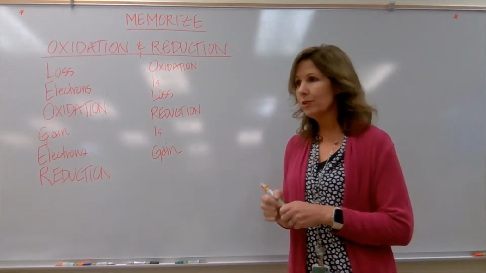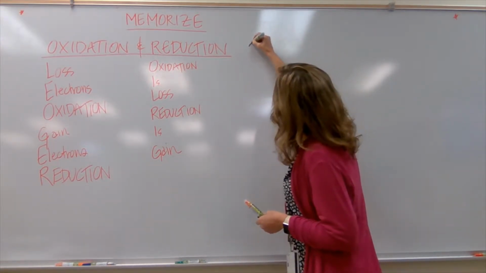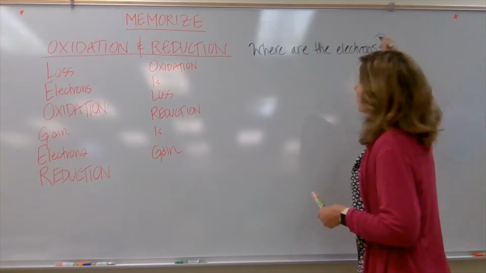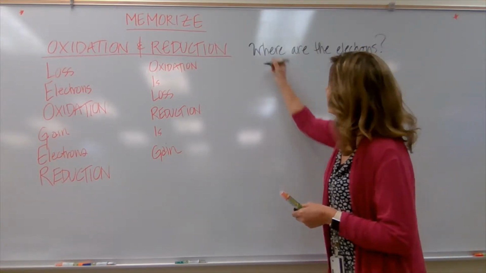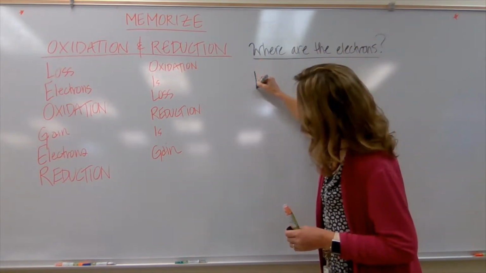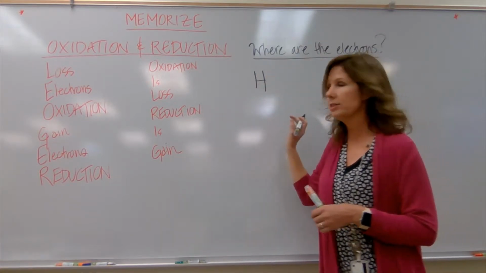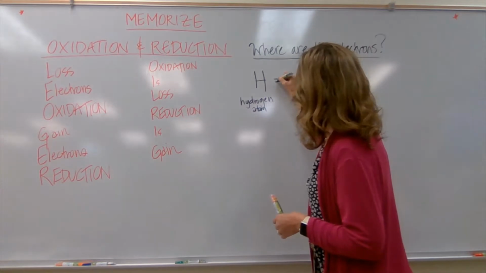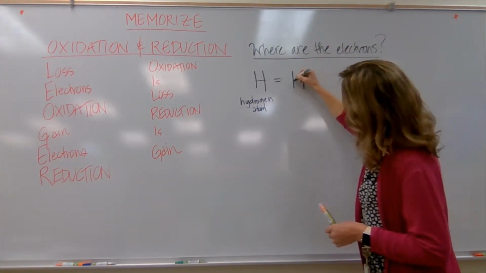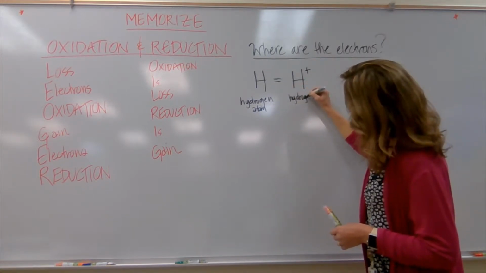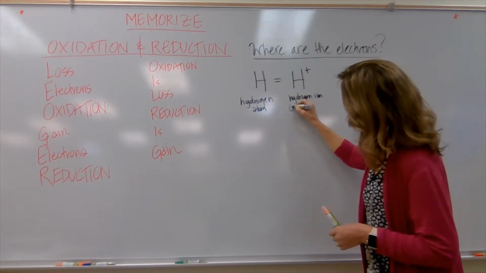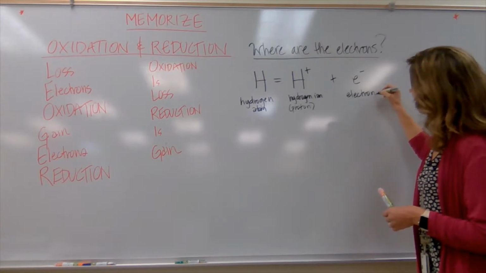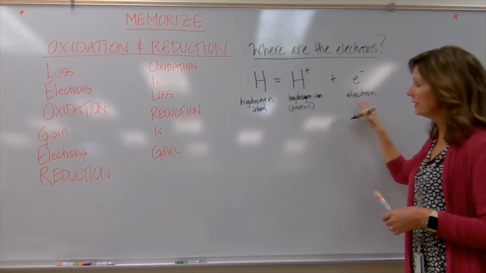All right, next question I have for you is, well then, where are the electrons? Because those are not always pointed out clearly. So for example, for our class, in many cases, you will be looking for the electrons in the hydrogen atom. And we'll see that a hydrogen atom is actually just a hydrogen ion, which we also call a proton, plus an electron. So a hydrogen atom is equal to a proton and an electron.